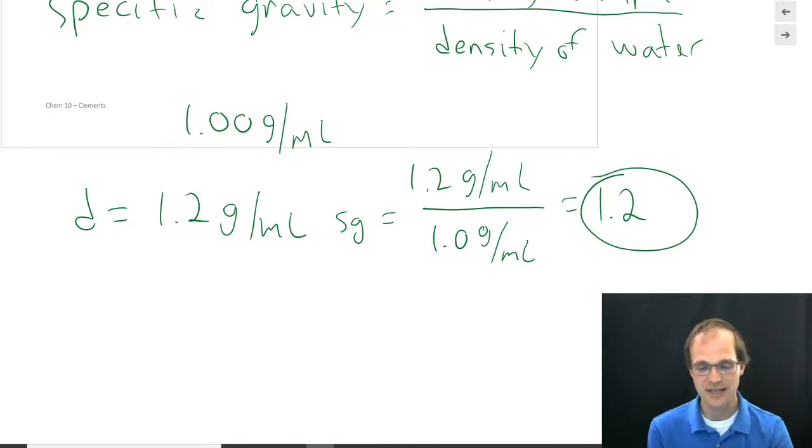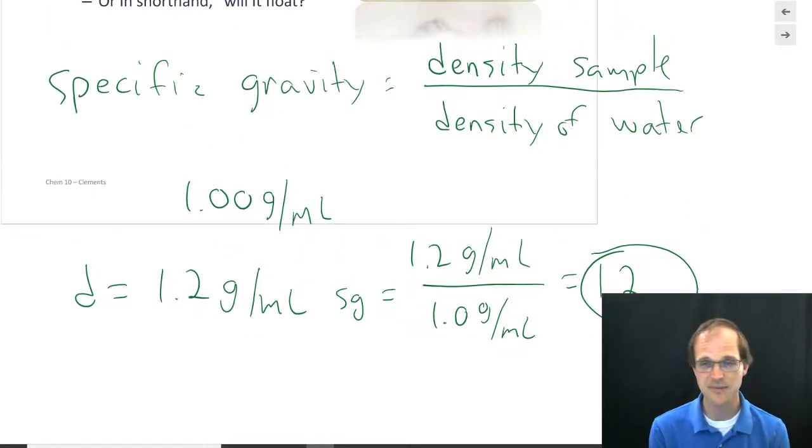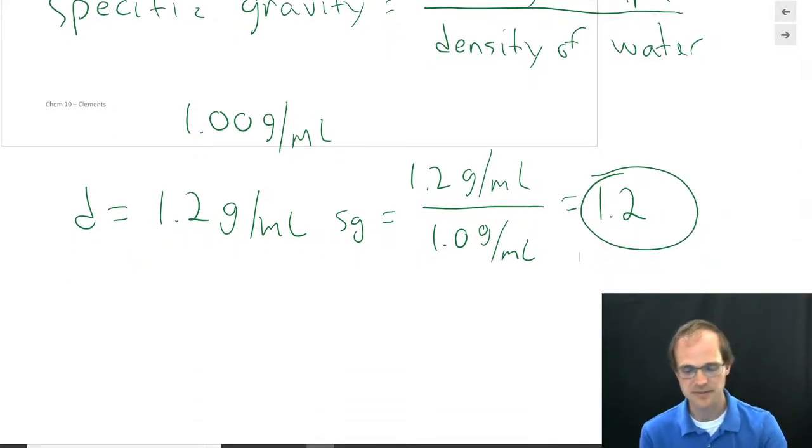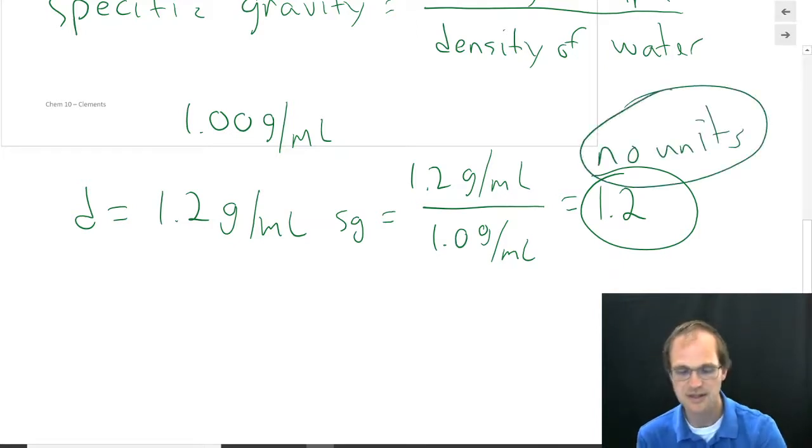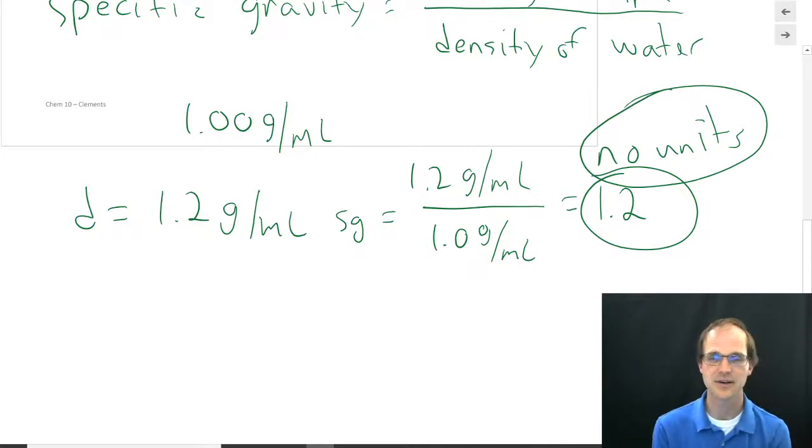If I gave you the specific gravity of something and said, hey, the specific gravity is 3.5, you'd have to be able to manipulate this equation to find the density of the sample by multiplying by the density of water. And you'd end up, in that case, getting 3.5 grams per milliliter. But the neat thing about specific gravity is that it's one of the very few numbers in chemistry that has no units. No units at all, which is kind of weird, but that's just how it is. And I think that was the point of making something called specific gravity, that way of talking about density without having to worry about what units it's in.